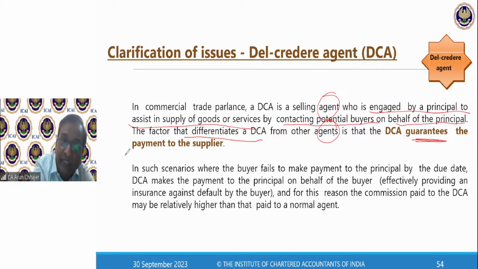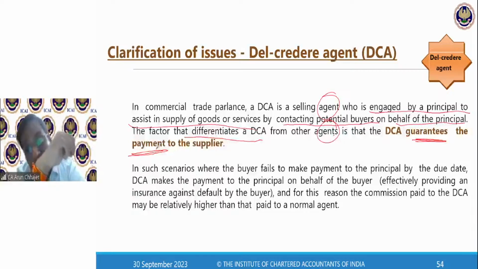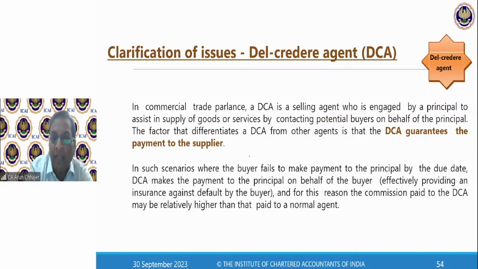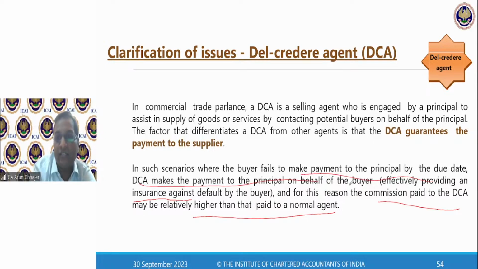The DCA gives the guarantee of the payment. So it means if the actual customer defaults in making the payment, then such del credere agent will make the payment to the supplier. That is the additional thing. Because of that, the commission percentage would be comparatively higher for del credere. In such a scenario where the buyer fails to make the payment to the principal, the DCA makes the payment to the principal on behalf of the buyer, effectively providing insurance against the default. For this reason, the commission paid to the DCA is relatively high, that we have discussed, correct?